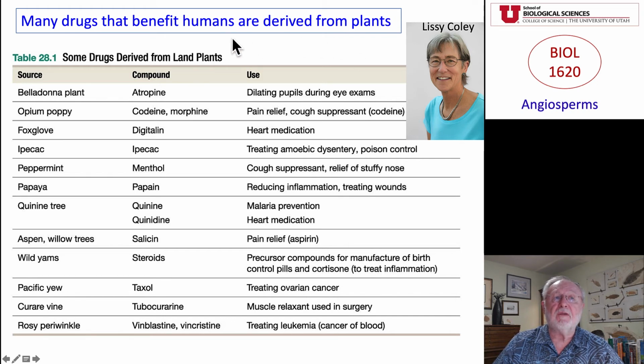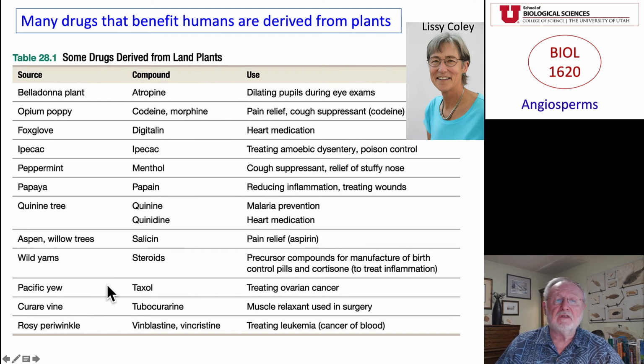So some of the benefits that we will find in plants, for instance in foxglove, is digitalin, which is found in digitalis, which helps in heart medication conditions. What about things such as salicin or salicylic acid? That comes from willows, and a common name that you and I know is aspirin.